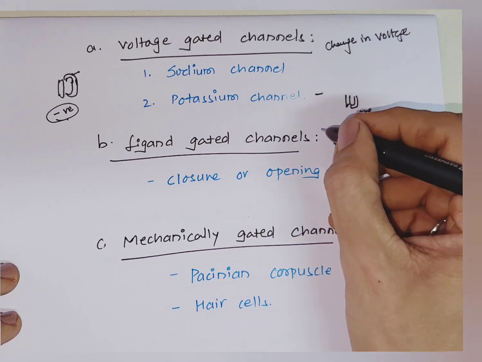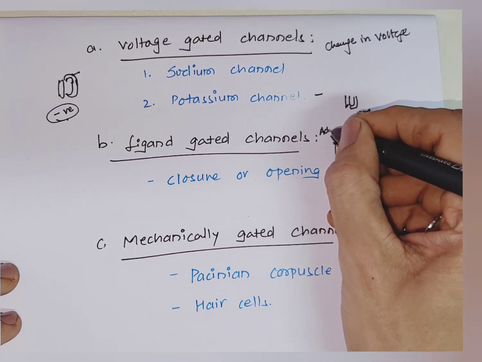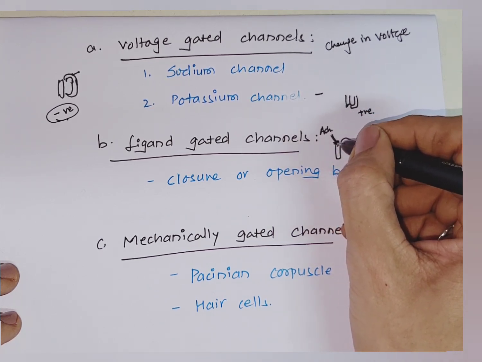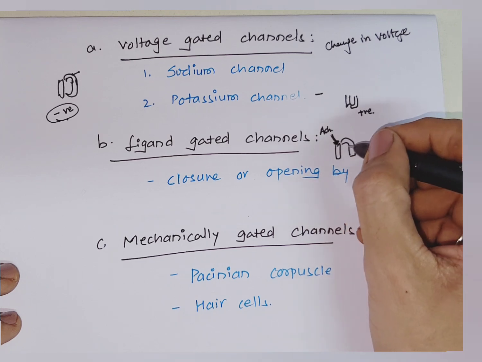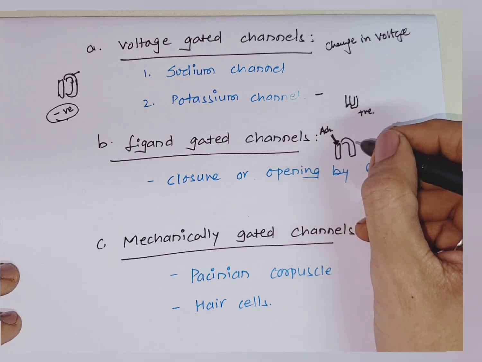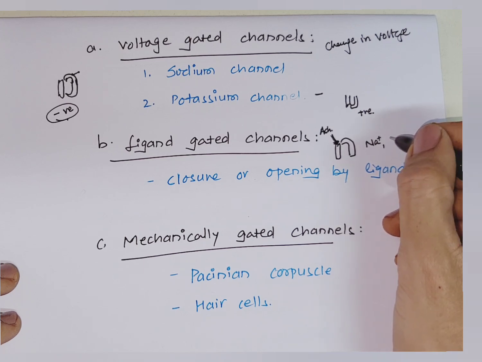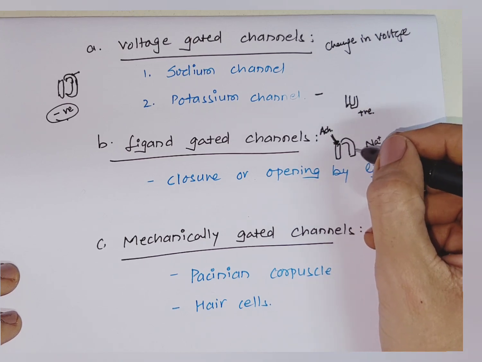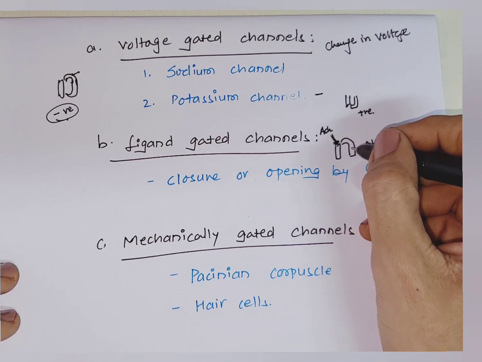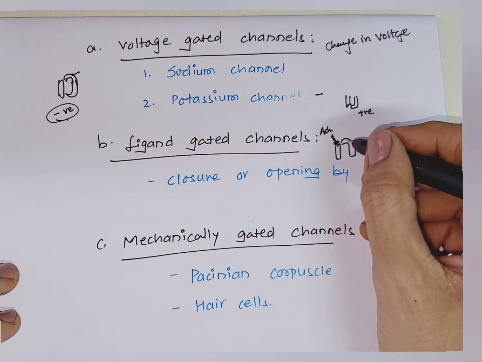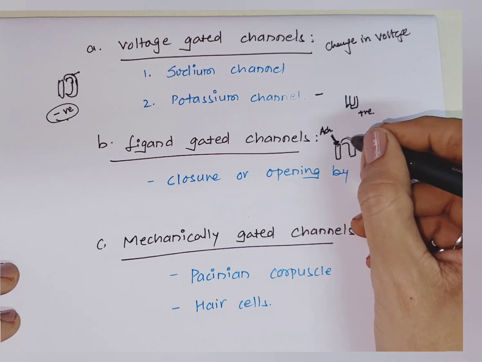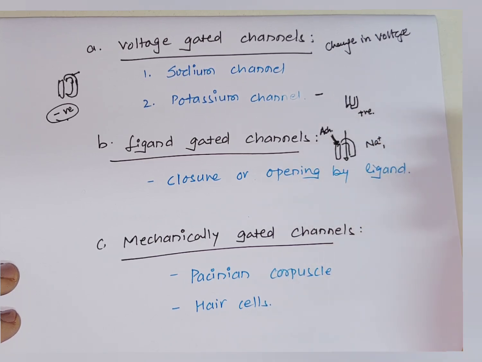For example, we all know the acetylcholine gated channel. When acetylcholine binds with this site, there is opening of the channel, and the channel is either for sodium or any other substance. Here it is for sodium when we are talking about acetylcholine. So when the ligand binds, the channel opens and it will allow the transport of substances.